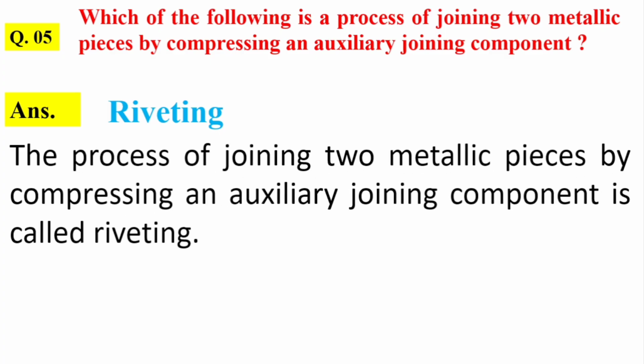The process of joining two metallic pieces by compressing an auxiliary joining component is called riveting.